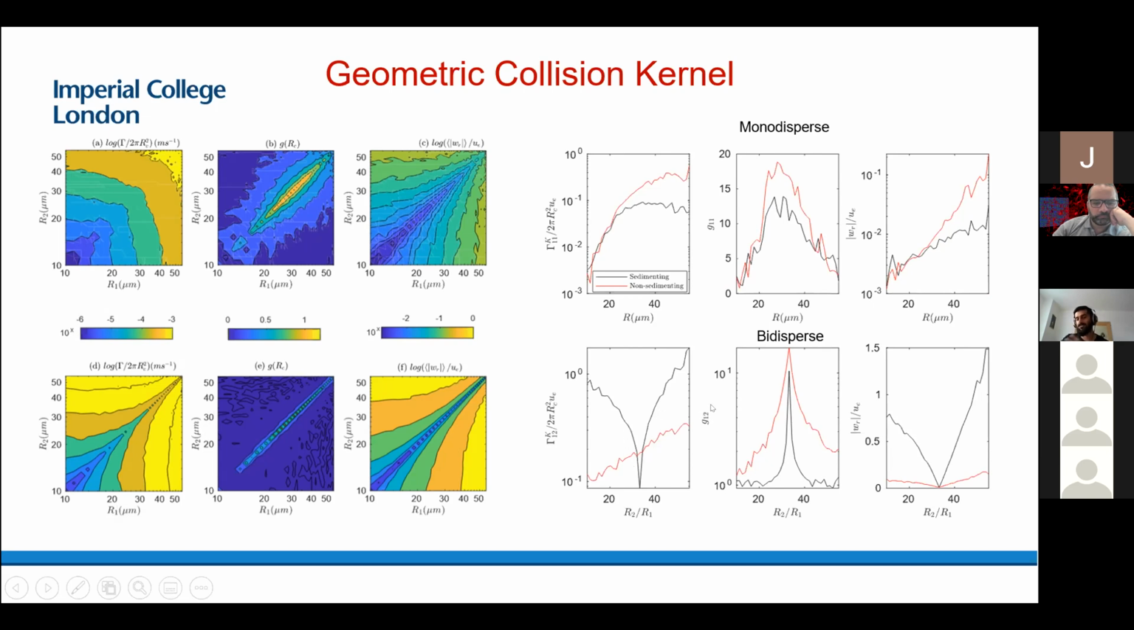This is because gravity tends to reduce the RDF for unequal-sized droplets, but there's a much higher increase in the relative velocity. Particles of different sizes tend to settle at different velocities, which means they're more likely to collide together.